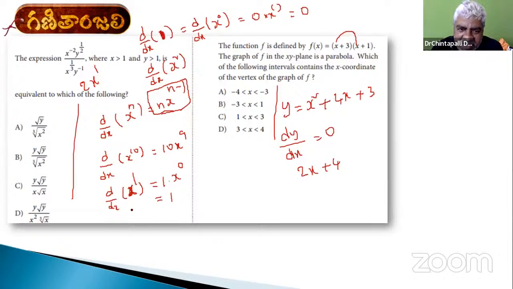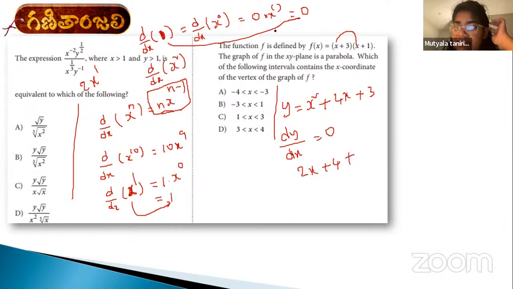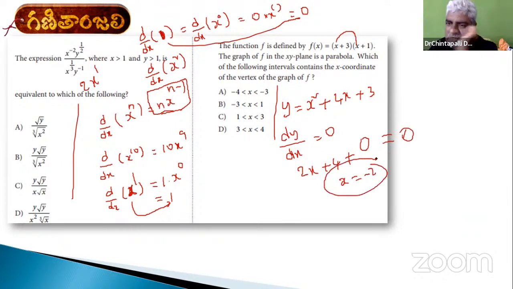Derivative of 4x is 4, derivative of x is 1. Plus 4. Derivative of 1 is 0. So the derivative of any number is 0. We must equate its derivative to 0. What's the value of x? x is equal to -2, right? So the vertex lies exactly at x equal to -2.